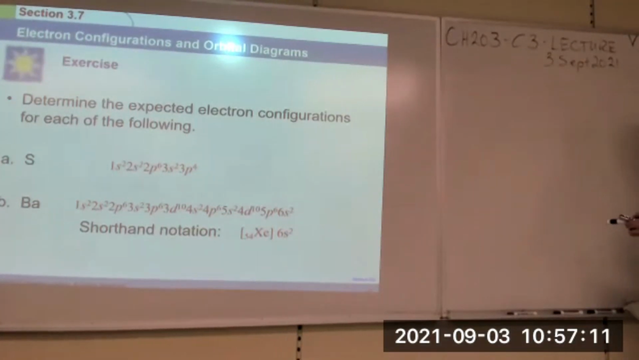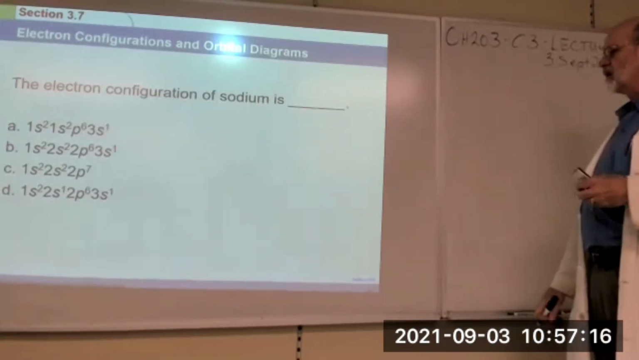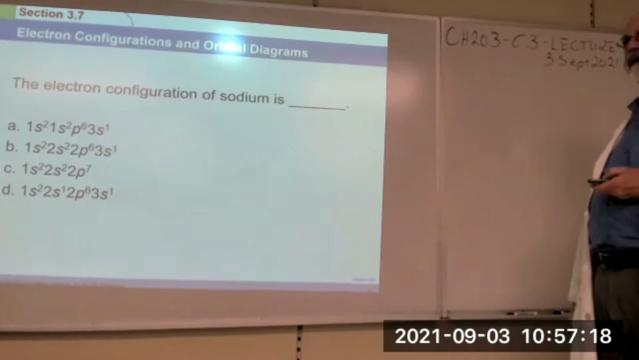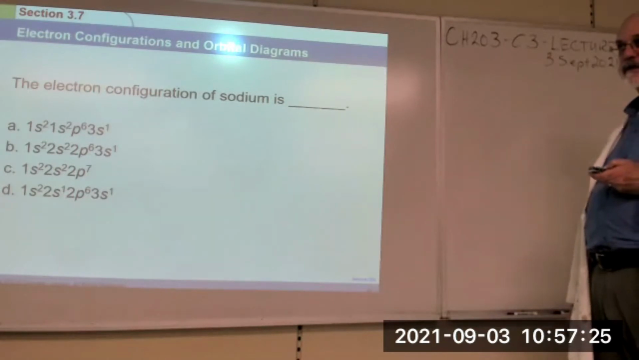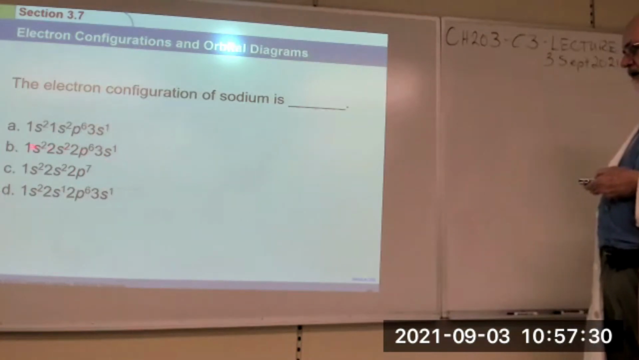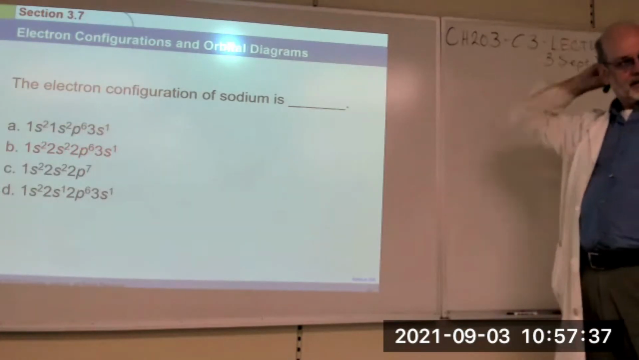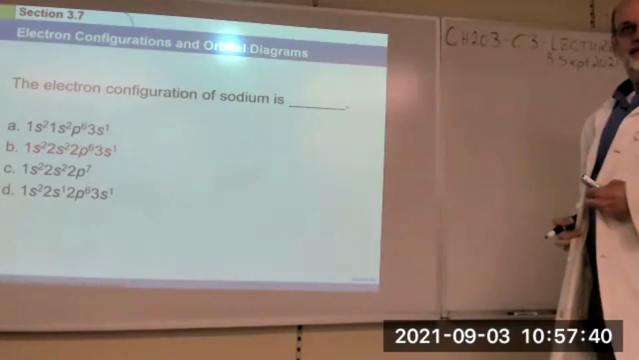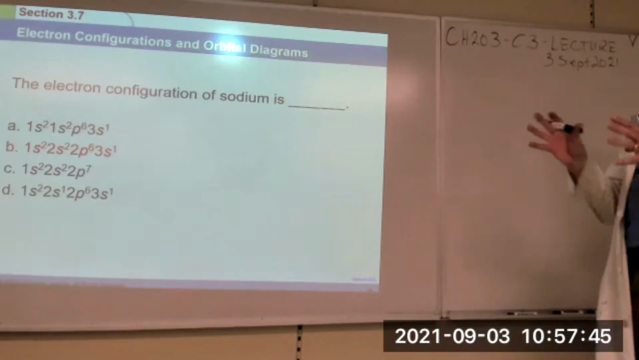Let's see what other trouble we can get into. Electronic configuration of sodium. What do you think? Sodium's 11, so it'd be 1s2, 2s2, 2p6, 3s1. It's this one right here. We're getting good at this, aren't we? Practice, practice, practice doing this.